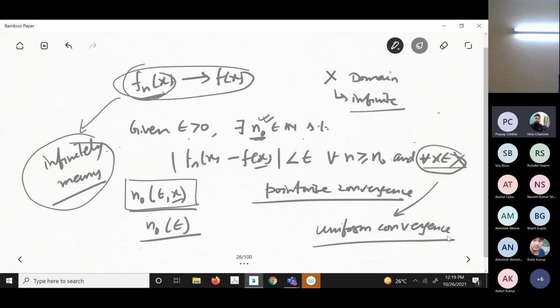Obviously, if it is uniformly convergent, then it is pointwise convergent. But there are many examples where pointwise convergence may not imply uniform convergence. This is true always by definition. But this, in fact, you will see is very important.